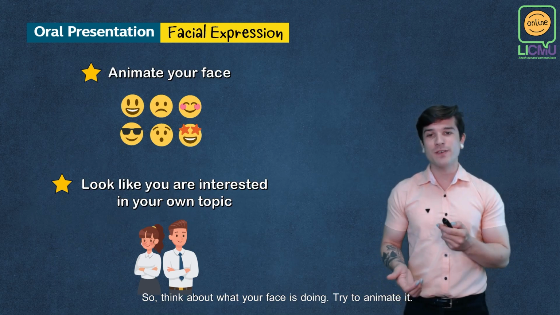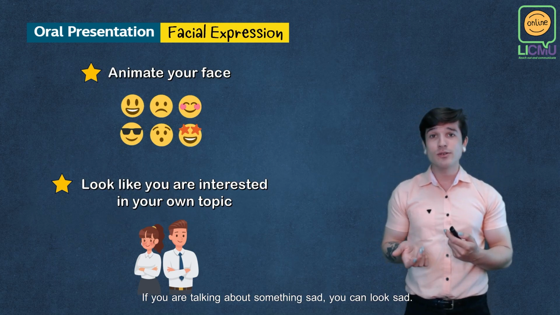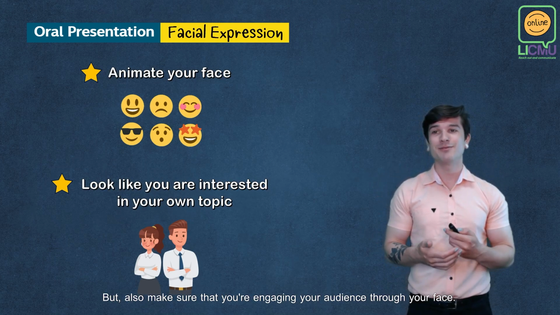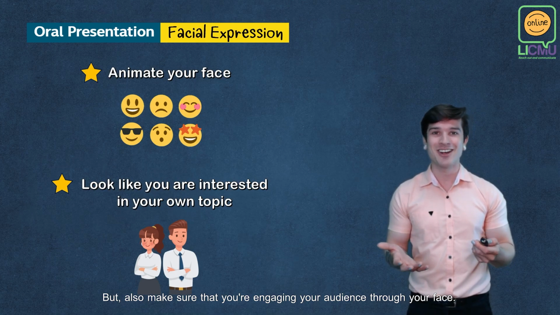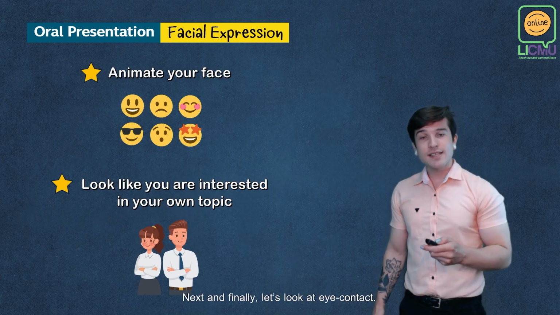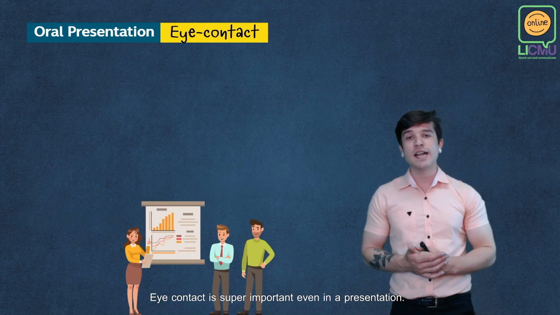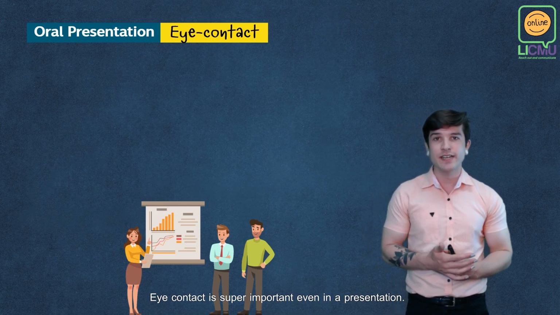So think about what your face is doing. Try to animate it. If you're talking about something sad, you can look sad. But also make sure that you're engaging your audience through your face. Okay, that's about facial expression. Next, and finally, let's look at eye contact. Eye contact is super important, even in a presentation.